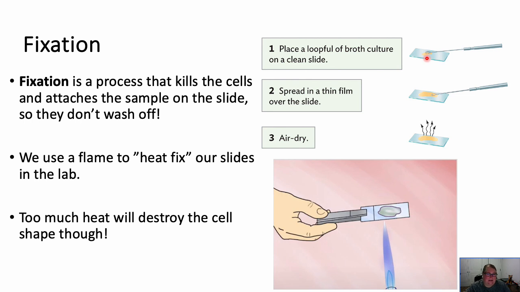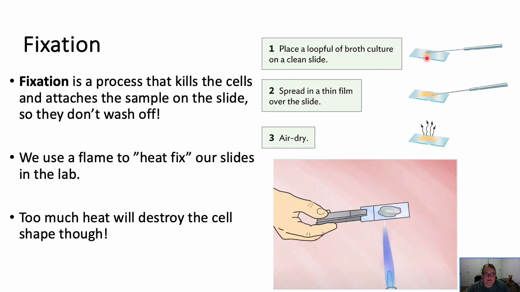Okay, so once our thin film has dried in the air, we're going to do what is called fixation. Okay, so this is going to be a process. It can be a chemical or physical process that will kill the cells and cause them to attach or adhere to the sample slide. Now this is important because we want our samples to be stuck to the slide so they don't wash off in the staining process.